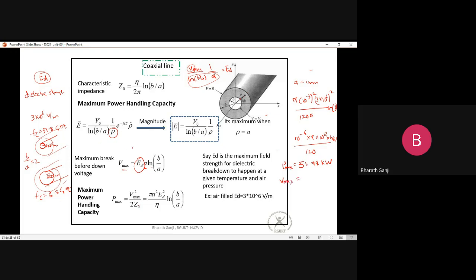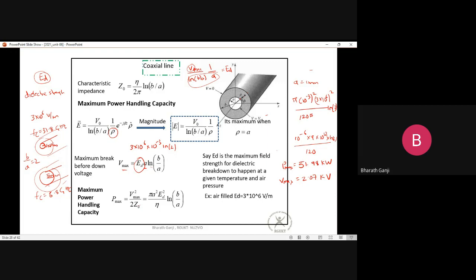So the V max is 3 into 10 to the power of 6 into a is 1 mm into ln of 2. So it's 3 into ln of 2. So I'm getting the answer as 2.07 kilovolts. Okay, so this is how much you can apply if it is a 1 mm cable and it is air filled B by ratio.